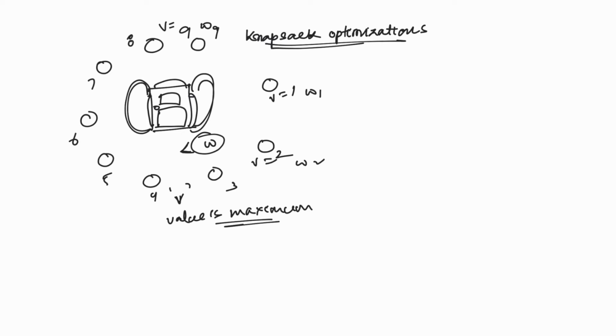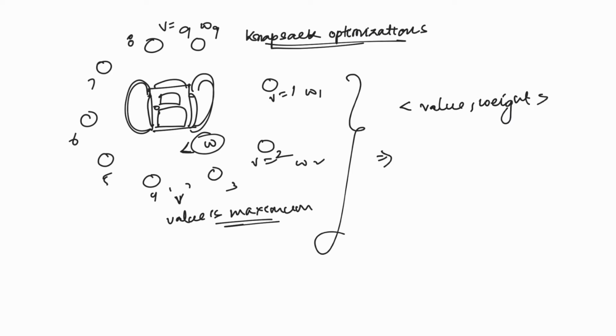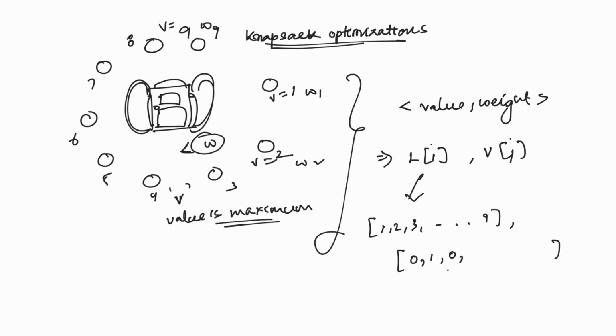So how do we decide this? In order to solve this, we consider value and weight pairs, and we have two vectors. One is L, the other is V. L contains all the elements, 1, 2, and so on up to 9. And for V, taking the parameter i, V of i is 0, 1, 0, 1. It has only binary digits. So what do 0 and 1 mean? 0 means the item is not taken, and 1 means it is taken.